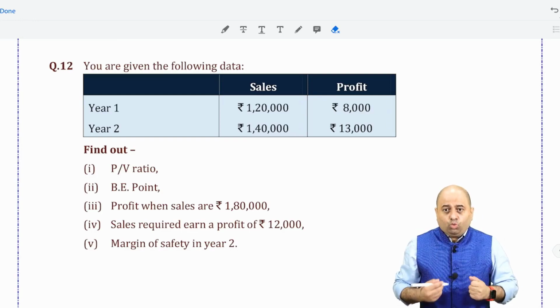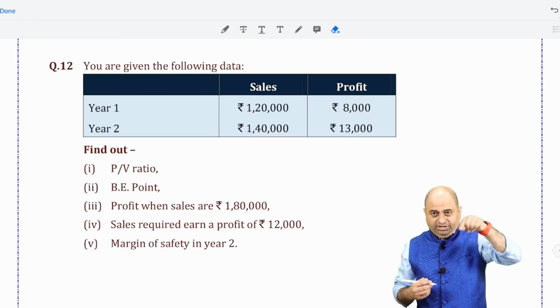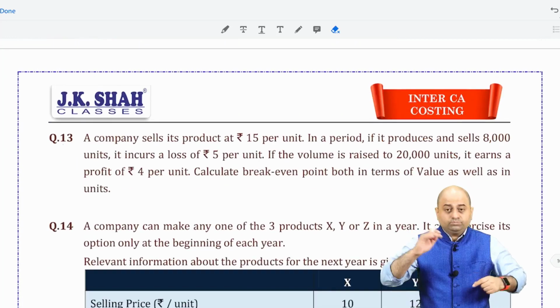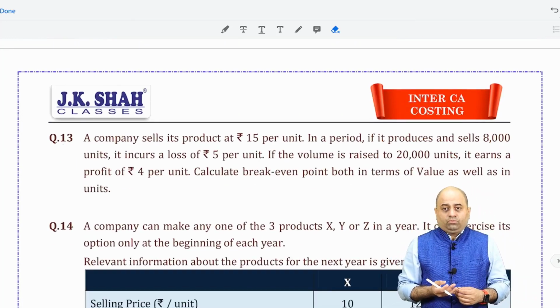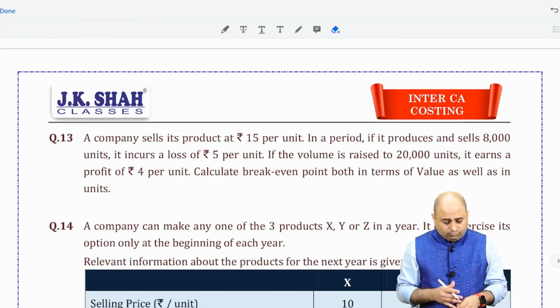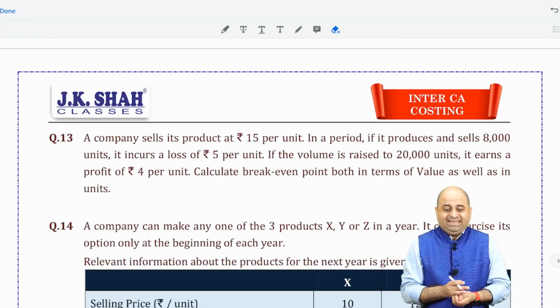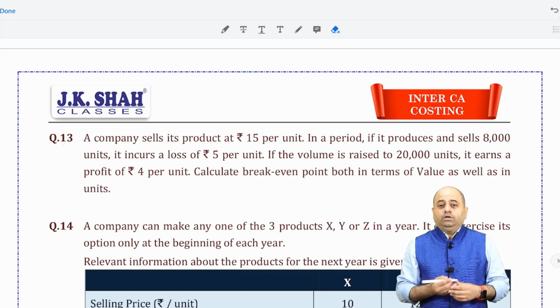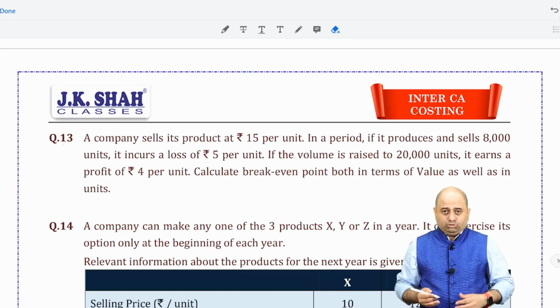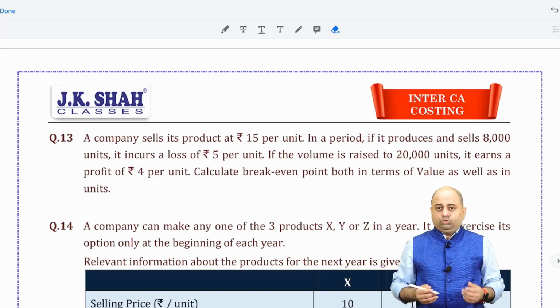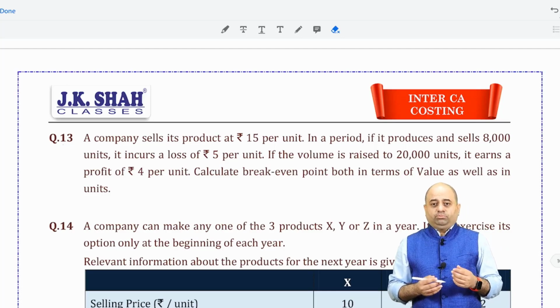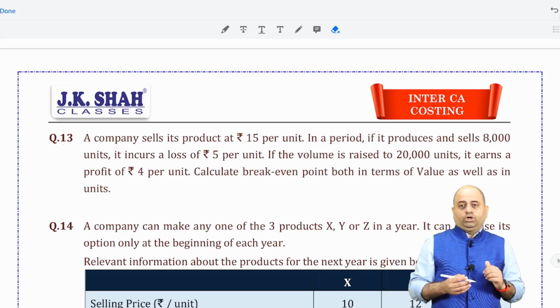I now move on to question number 13, 1-3. Now, in the 13th question, what happens is that the company sells its product at 15 per unit, you are told. If it produces and sells 8,000, there is a loss of 5 per unit. If it is selling 20,000 units, then it earns a profit of 4 per unit.